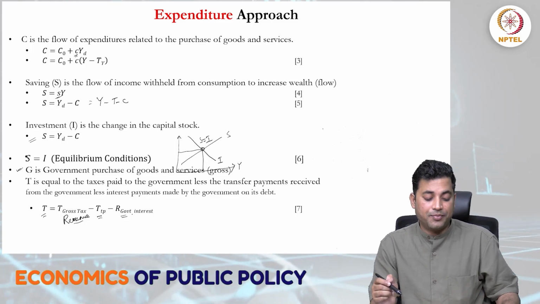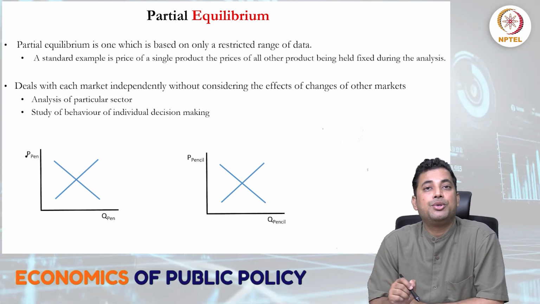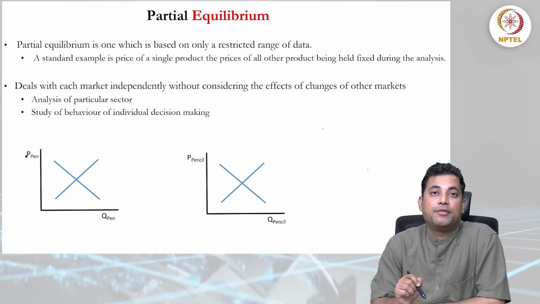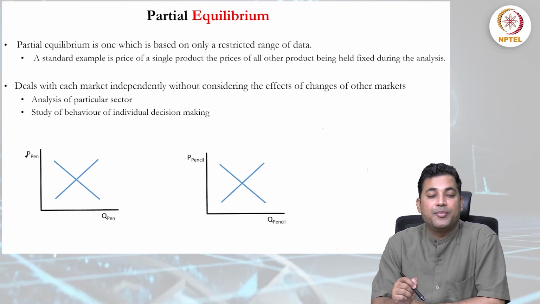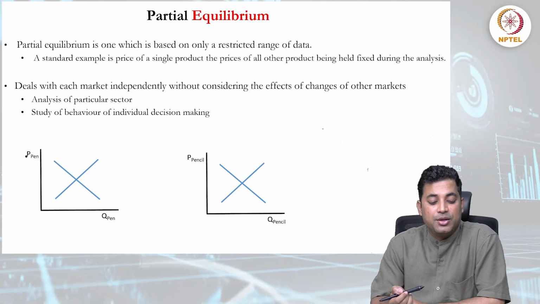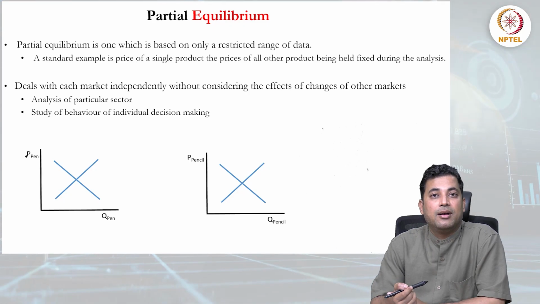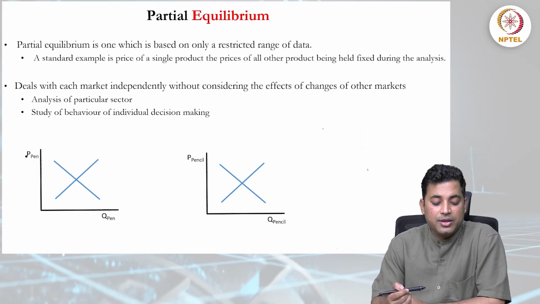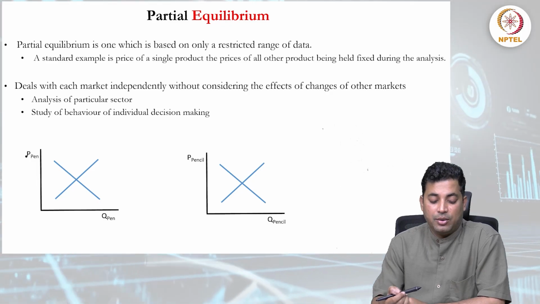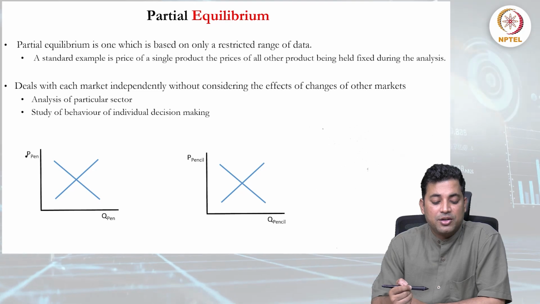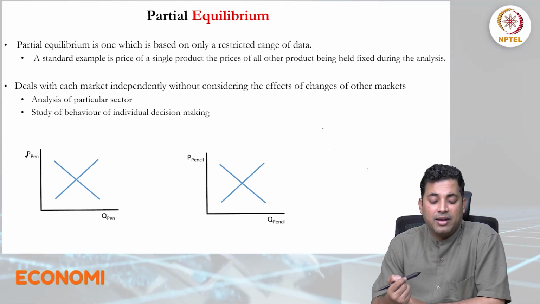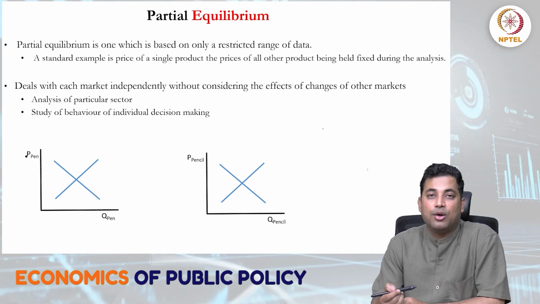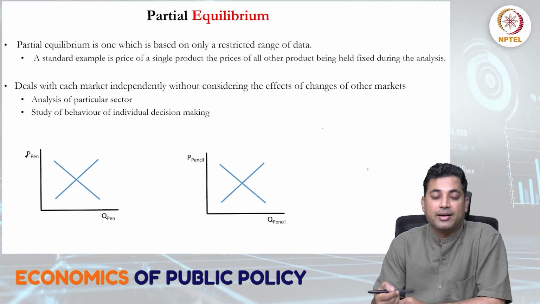So now let's move to two important concepts in economics. Like we always try to find out the optimization conditions, so equilibrium points that we try to look at. And here there are two ways that one can understand economic efficiency and also the equilibrium conditions. So here the partial equilibrium, let's begin with that first. Partial equilibrium is the one which is based on only a restricted range of data, and particularly on one market at a time.